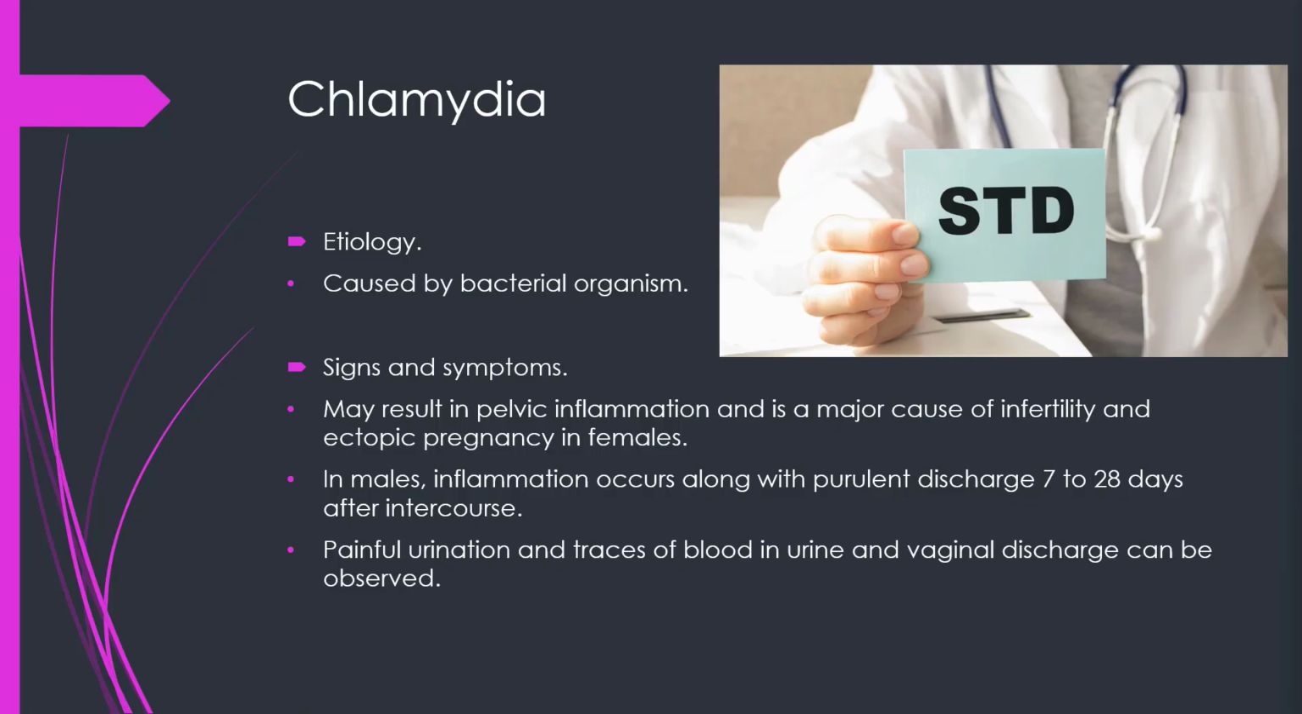Chlamydia. It is caused by a bacterial organism. It may result in pelvic inflammation and is a major cause of infertility and ectopic pregnancy in females. Inflammation occurs along with purulent discharge 7 to 28 days after intercourse. Painful urination and traces of blood in the urine and vaginal discharge can be observed. Identification of the infection and the exact organism are important. Chlamydia can also cause conjunctivitis and pneumonia in newborns. Chlamydia is treated with antibiotics.